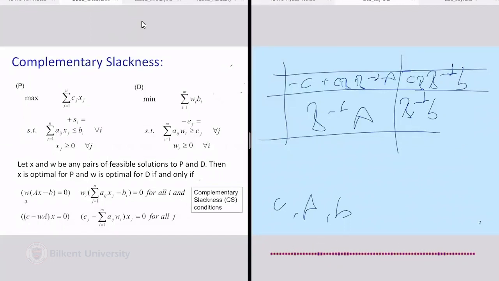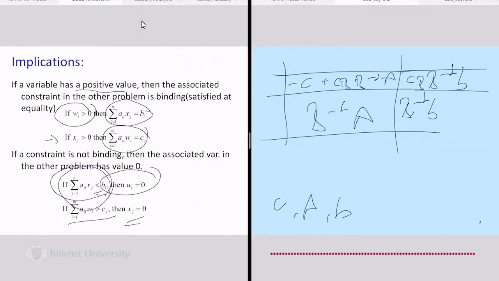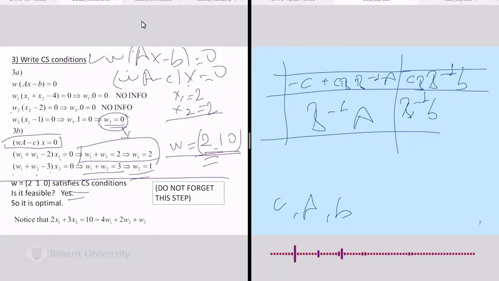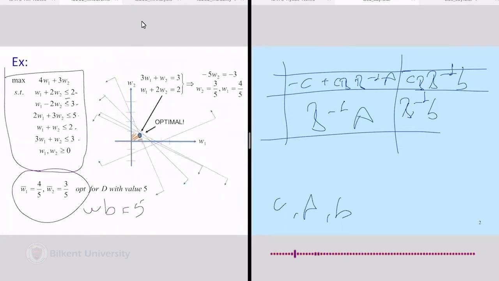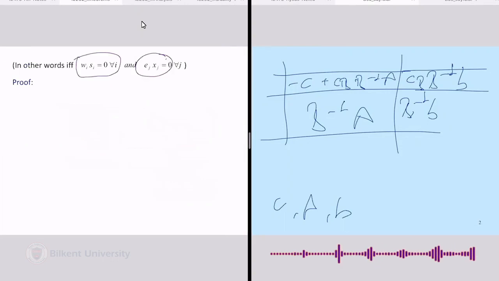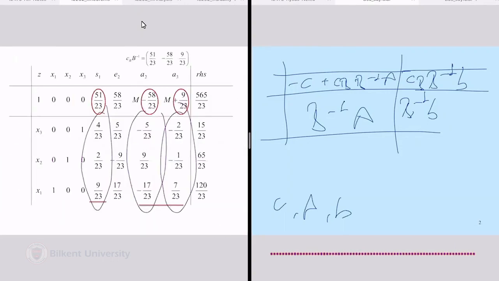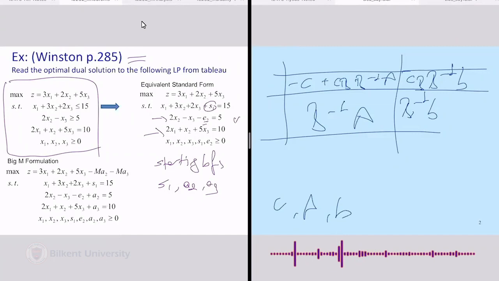For example, we said an example, Winston page 285. Is it in the sensitivity notes or duality notes? The duality notes, the one that I'm going over? Which page? Right after the strong duality theorem. Okay, this one. Yes. What are you asking, Rana? Let's go over again. Should we necessarily turn it into the big M format in here?